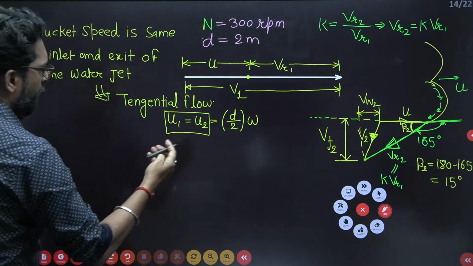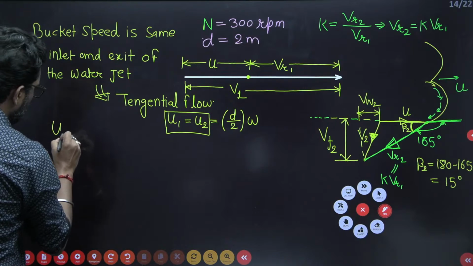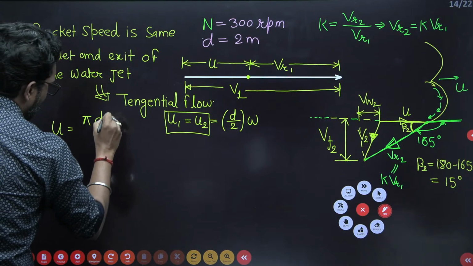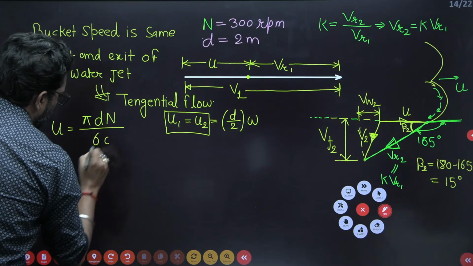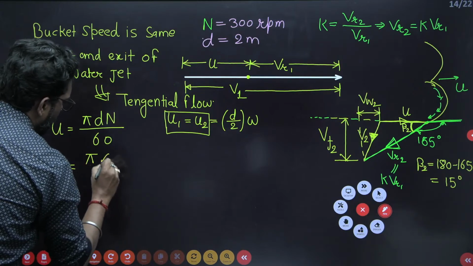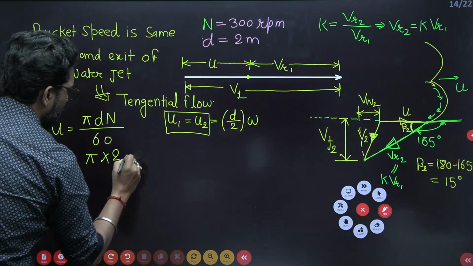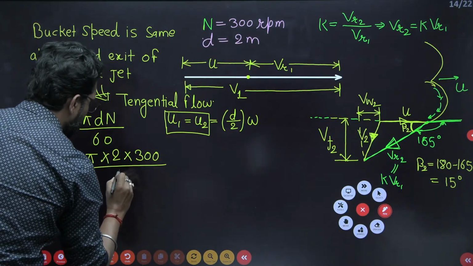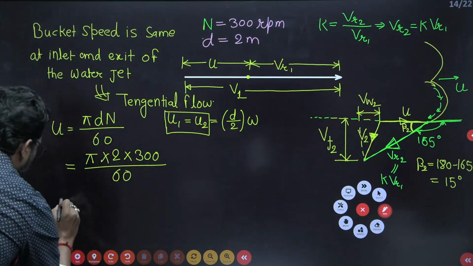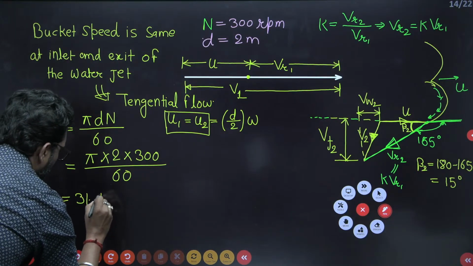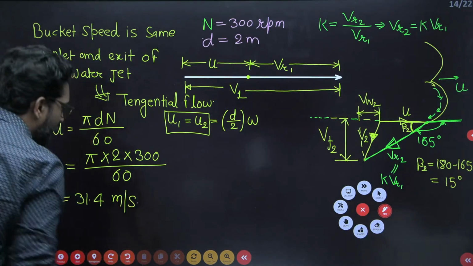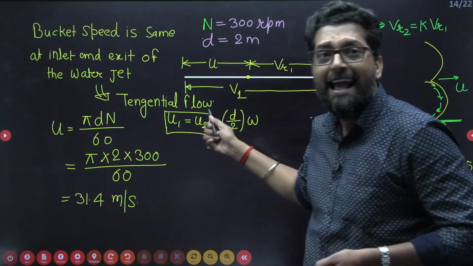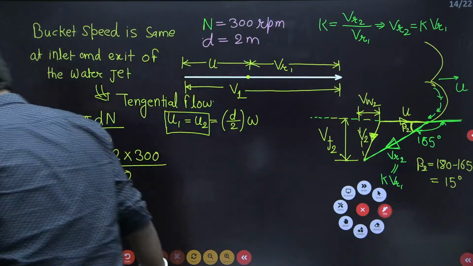Now if we calculate U velocity, what is U? Pi DN upon 60. So pi, what is the diameter of the rotor? 2. What is N? N is the RPM, 300 divided by 60. So this comes out to 31.4 meter per second. At this speed it is entry, and at this speed it is exit. Okay, no problem at all.